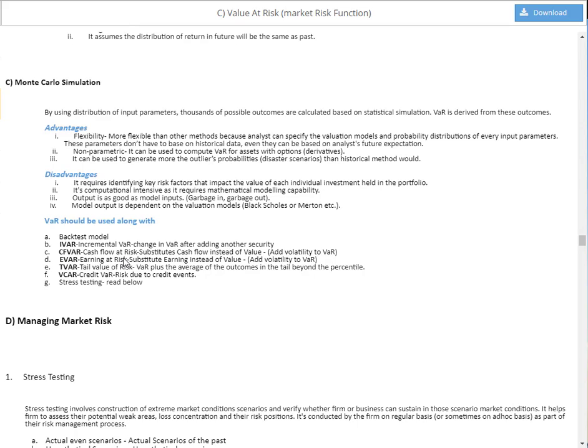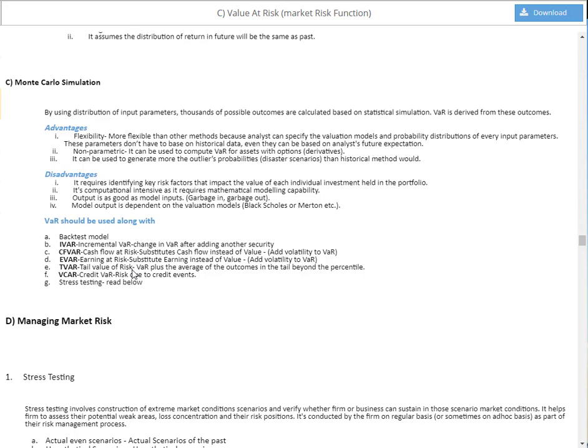CFVAR is cash flow at risk. Instead of using VAR, we substitute cash flow. EVAR: instead of using value in VAR, earnings are substituted. Tail value at risk, TVAR, is the VAR plus the average of the outcomes in the tail beyond the percentile. So we're talking about 95%. If we take values beyond 95%, up to 100%, we take the average of those values and add it to VAR.